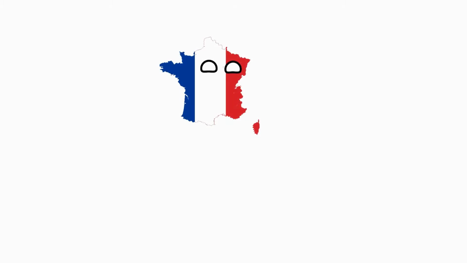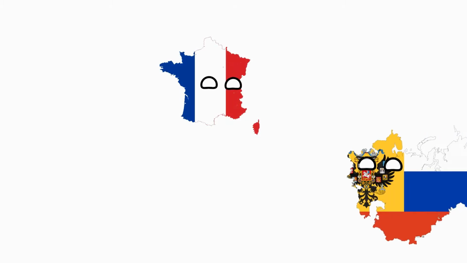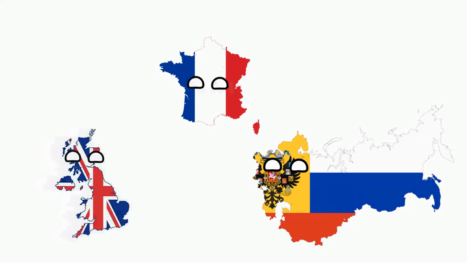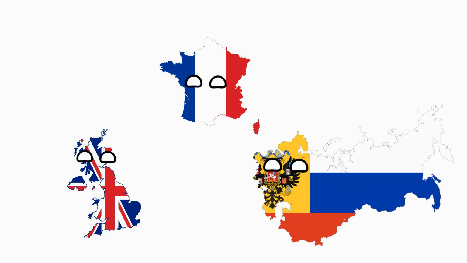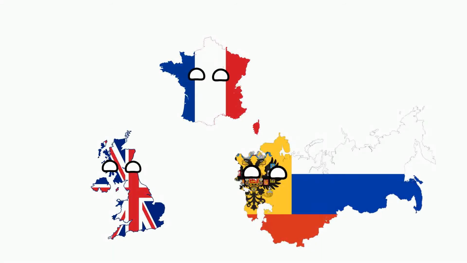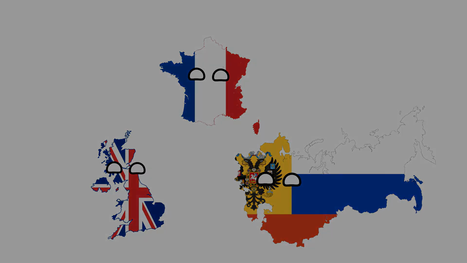France, to counteract the Triple Alliance, negotiated the Franco-Russian Alliance in 1894 and the Entente Cordiale with Britain in 1904. In 1907, Britain and Russia signed the Anglo-Russian Convention. These three interlocking bilateral agreements came to be known as the Triple Entente.